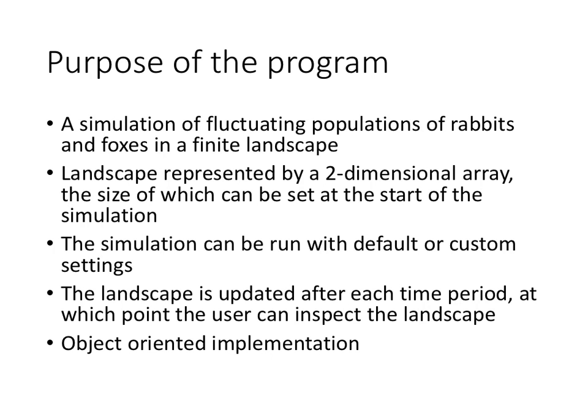So firstly, a quick overview of the program itself. What we have is a simulation of a rabbit and fox population on a landscape represented as a grid, which is represented by a two-dimensional array in the code itself. You can set the size of the landscape when you start the simulation. The simulation itself can be run with default settings, or you can customize those settings. There are menu options for that.